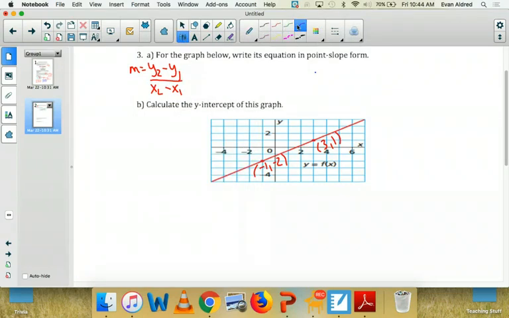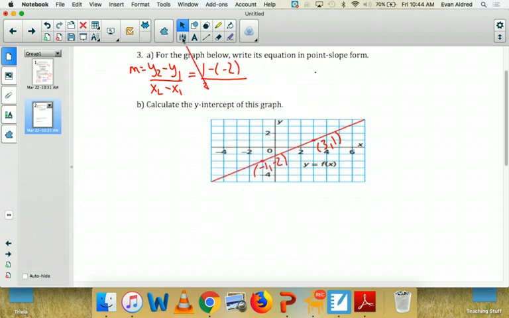So when we do this, we're going to go 1 subtract negative 2 over 3 subtract negative 1. That will give us our slope.